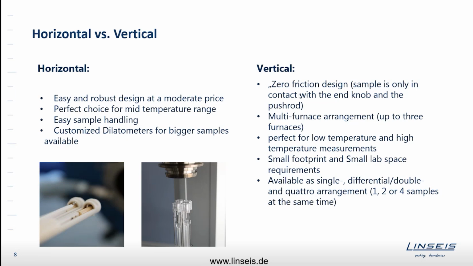First of all, in vertical setup, you have no friction. So the sample is standing between push rod and end plate. It's not touching the sample holder. It's completely freestanding. So you have lesser friction. Just in case you have a sample that's reactive or has a reactive surface, it will not bake on the sample holder. It will not be in touch with the sample holder. You get a more clean signal.